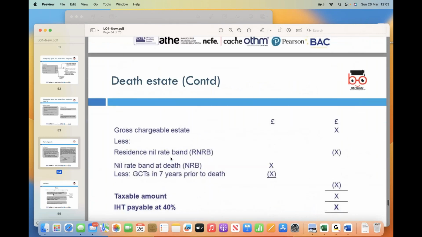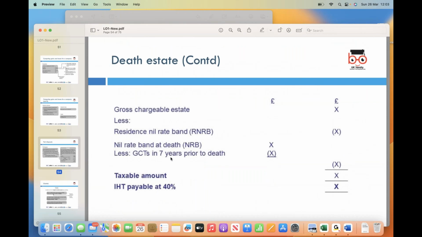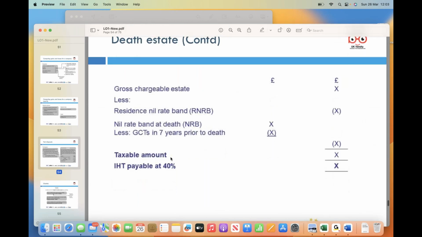Death estate, gross chargeable estate, less residence nil rate band at death, as we discussed previously, nil rate band at death, less gross chargeable transfers in 7 years prior to death. So taxable amount, inheritance tax payable at 40%.